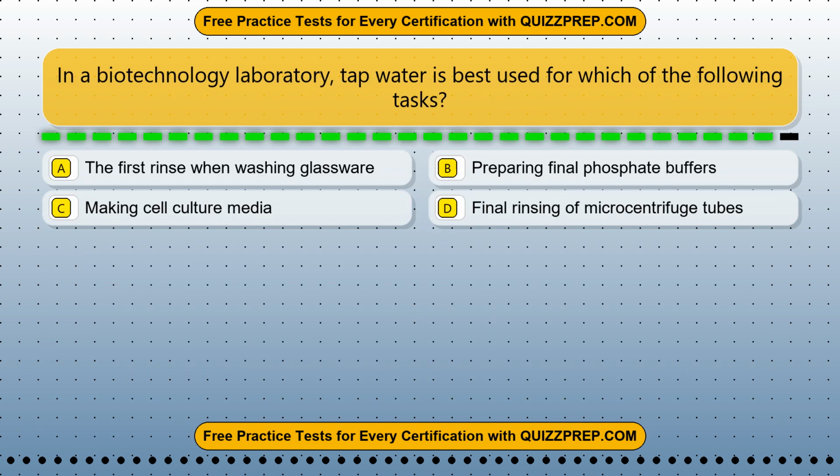Question 2. In a biotechnology laboratory, tap water is best used for which of the following tasks? Option A. The first rinse when washing glassware. Option B. Preparing final phosphate buffers. Option C. Making cell culture media. Option D. Final rinsing of microcentrifuge tubes.